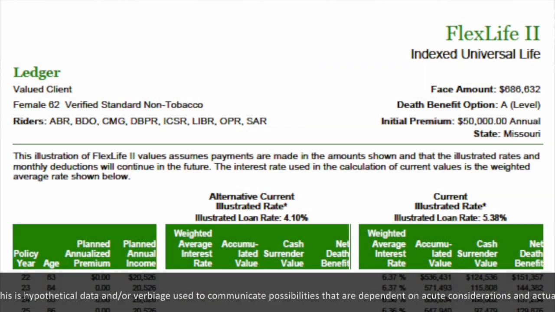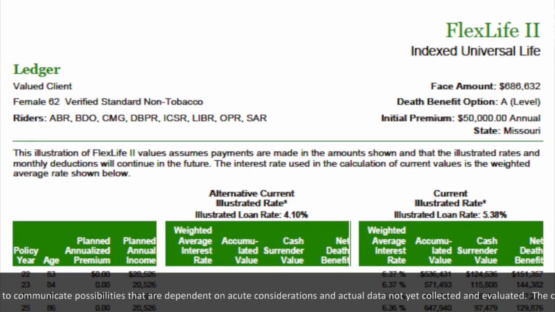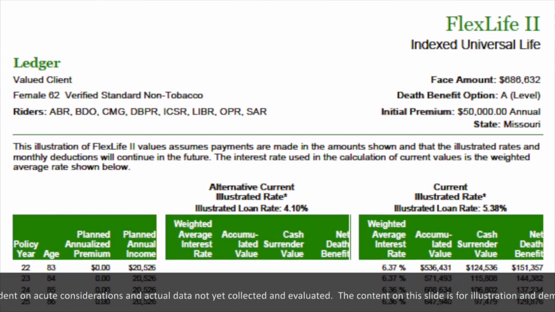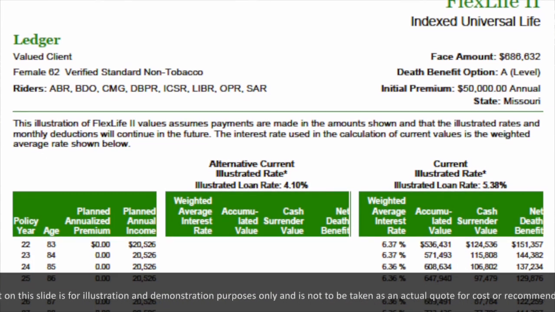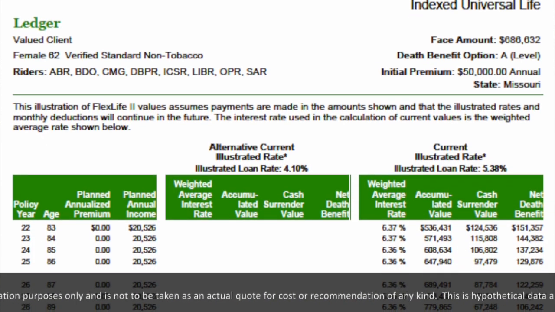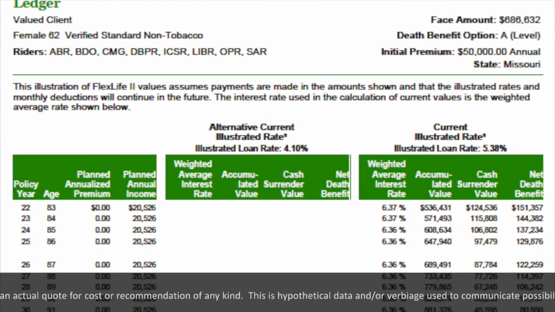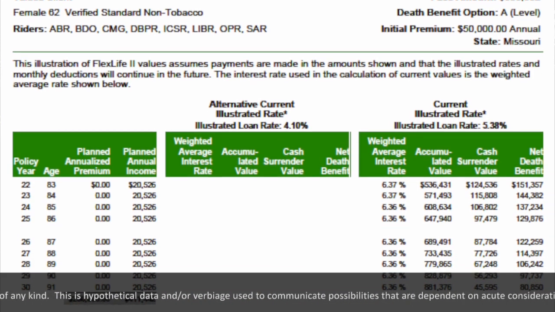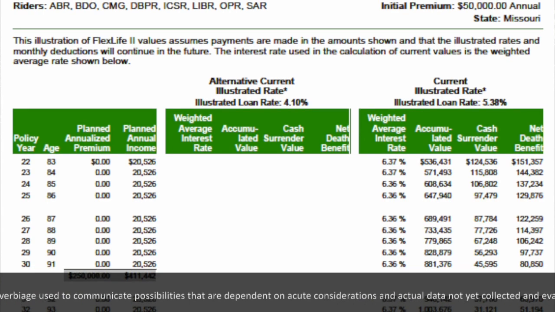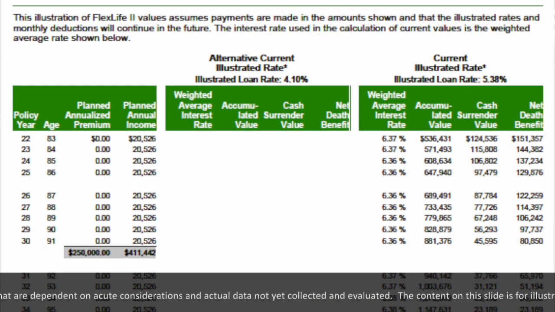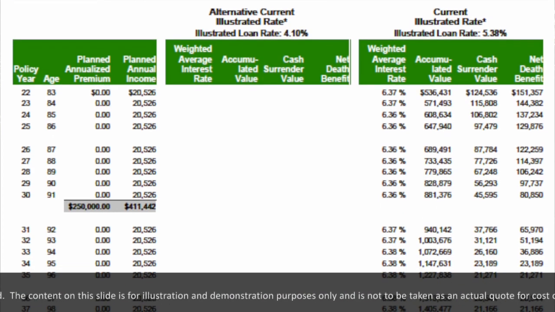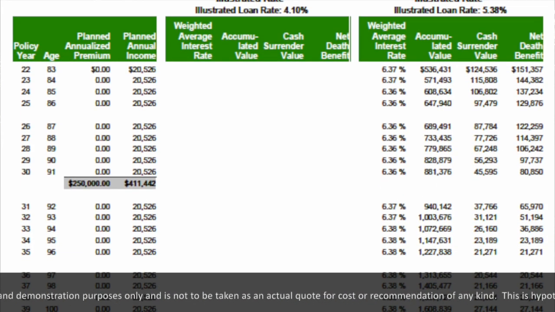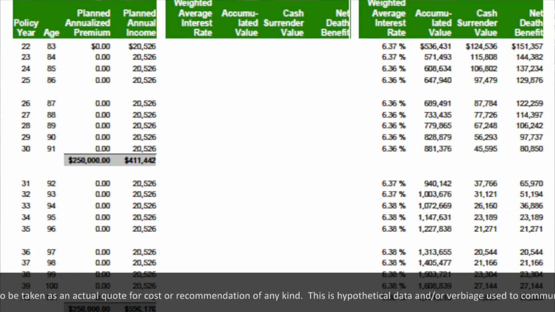All right. The next ledger page continues the demonstration, because what this is showing you is that with that alternative rate, it reflects that lapsing in the year 16, but with the illustrated rate, it shows how it progresses through and what those values look like throughout year 59.